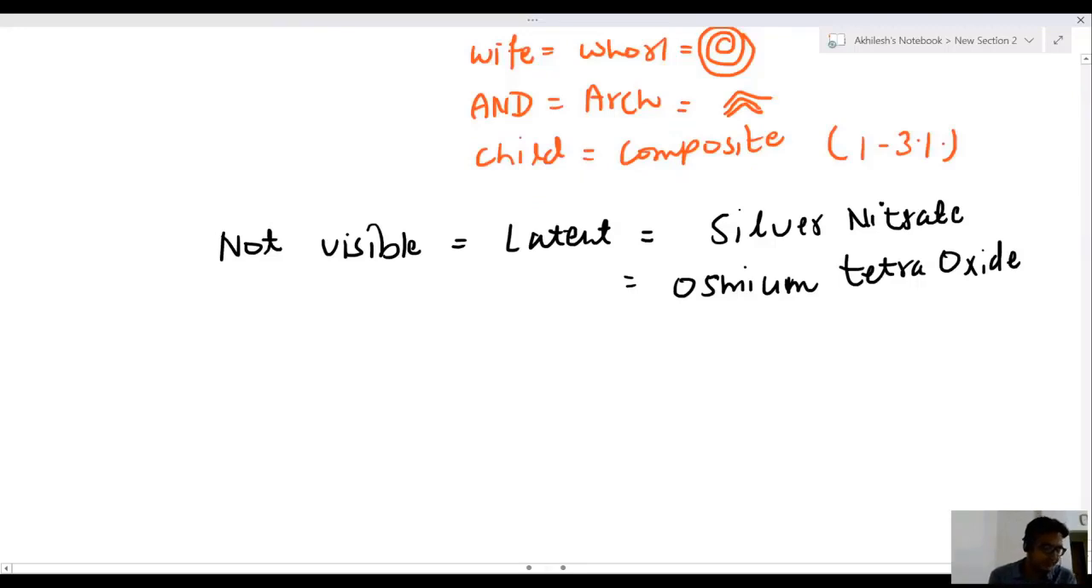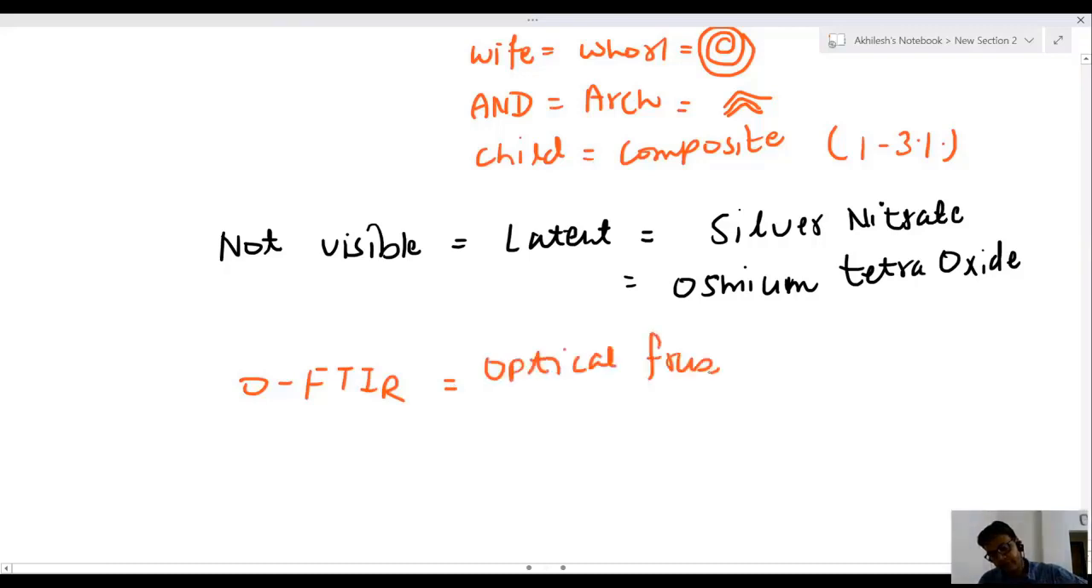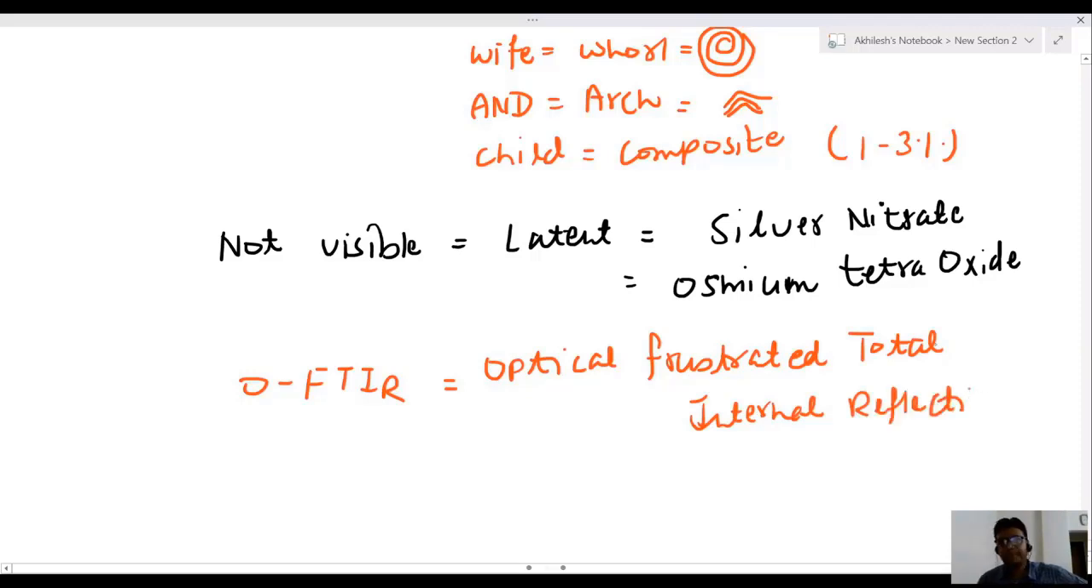For fingerprint, we use a method. This is known as OFTIR. What is OFTIR? Optical frustrated total internal reflection method.